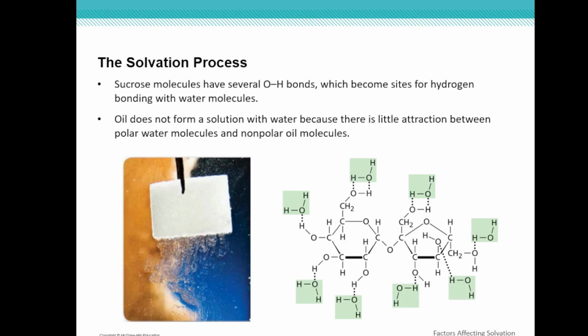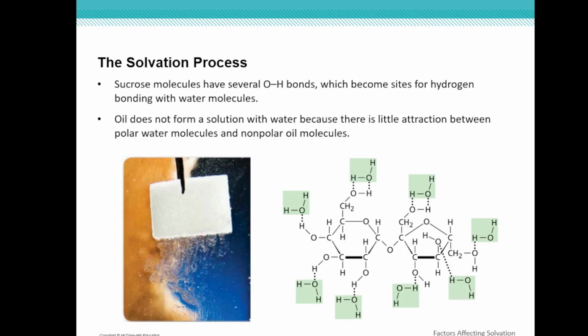And it's going to be based on the bond type. So ionic substances are salts, and covalent substances are things like sugar. Sugar being a covalent substance, it's going to dissolve differently than your ionic salt.